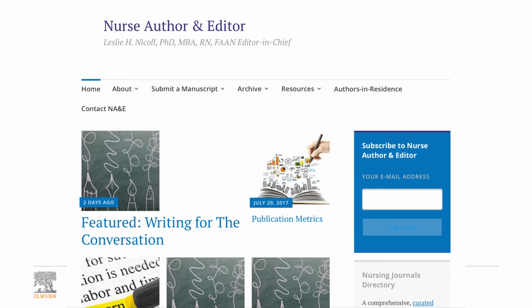It's mainly written by editors and it covers some fairly prosaic aspects of writing for publication. For example, how to start an introduction, how to start a discussion, what should go in an abstract. Very, very straightforward advice on aspects of writing manuscripts, but also some higher level concepts such as open access and open science and predatory journals. Anyway, I would really strongly recommend that you check out Nurse, Author and Editor and get the alerts to the content.